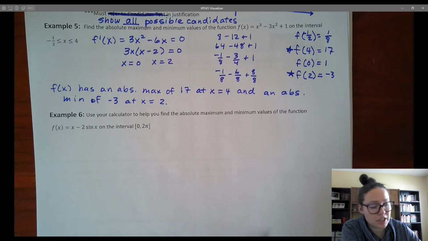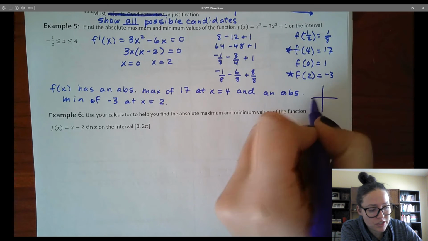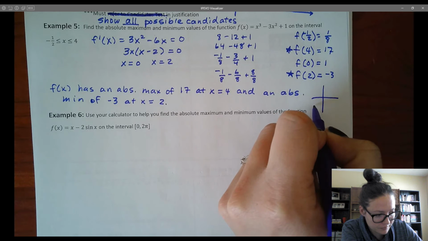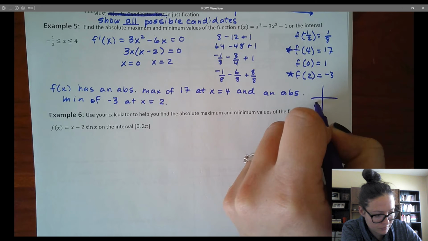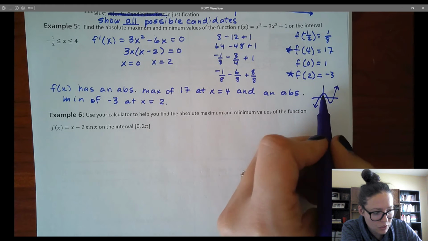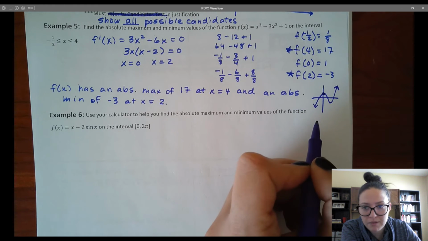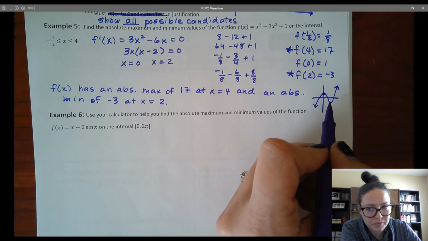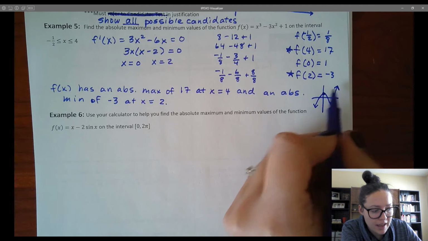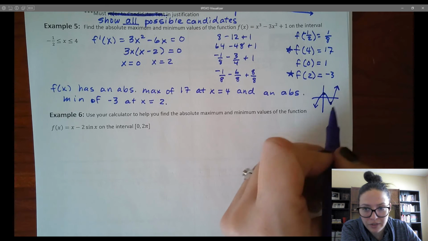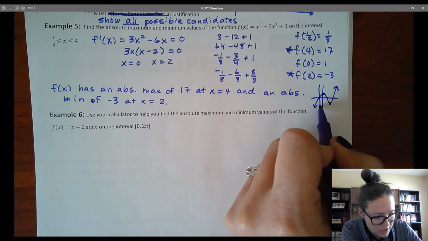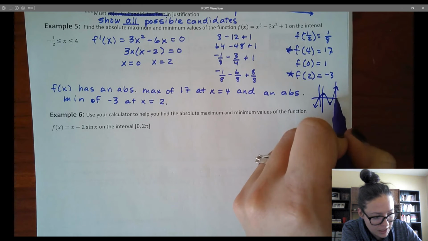Okay, so what do we have happening? We have a relative maximum happening at 0, and we have a relative minimum happening at 2, and then it increases from there. However, I'm only looking at this chunk of the function. So on that interval, this is, in fact, the absolute minimum. And then the maximum is going to be all the way over here.